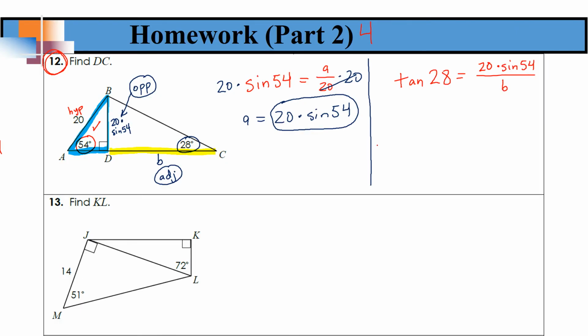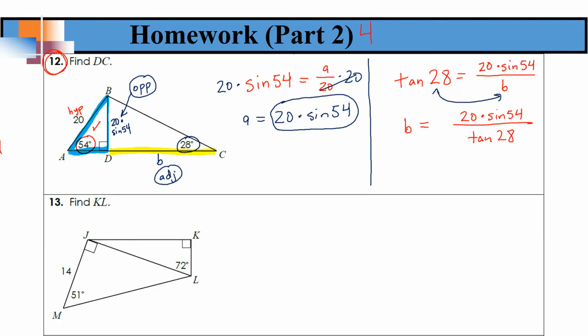Now you'll notice the variable that we want to solve for is in the denominator. Remember our trick from before. We know that if 20 times sine of 54 divided by B equals tangent of 28, then 20 times sine of 54 over tangent of 28 equals B. We can switch the location of these two pieces, and the equation still holds true. So B is now equal to 20 times sine of 54 over tangent of 28.